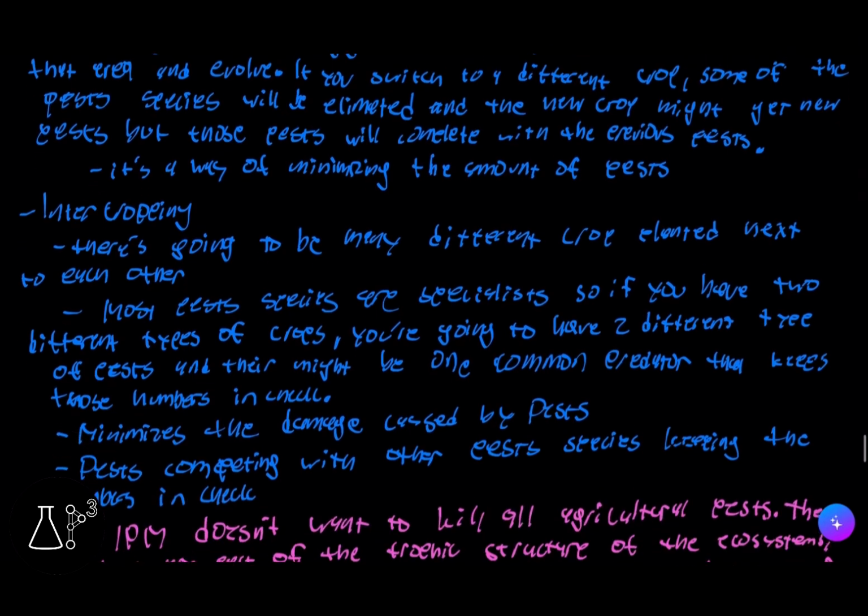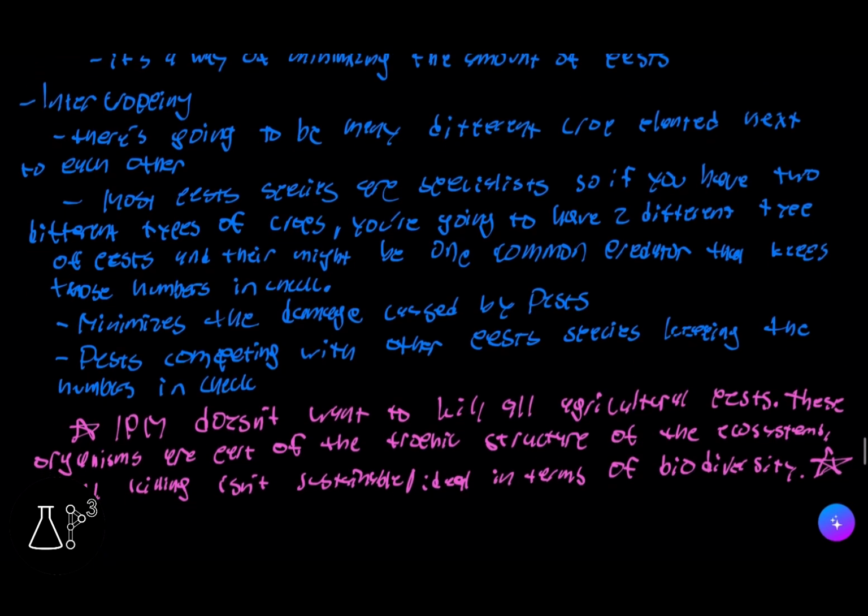And then we're going to have intercropping. In intercropping, there are many different crops planted next to each other. Now, most pest species are specialists. So if you have two different types of crops, you're going to have two different types of pests, and there might be one common predator, and that keeps those numbers in check. Basically minimizing the damage caused by pests. And pests competing with other pest species, again, keeping the numbers in check.